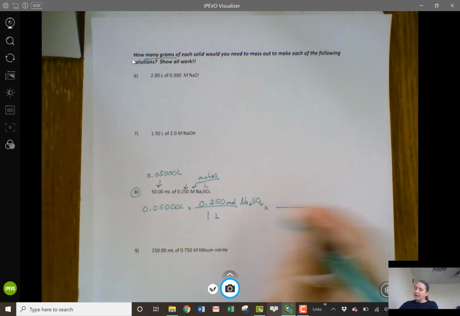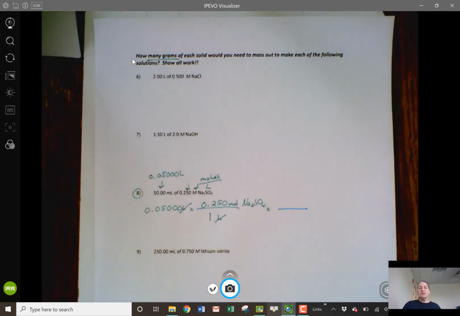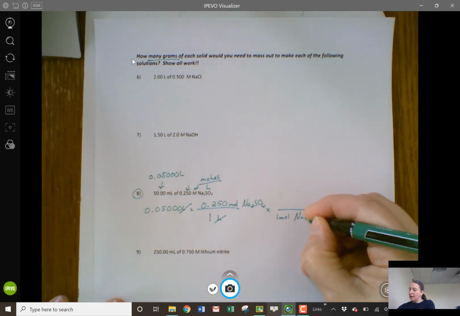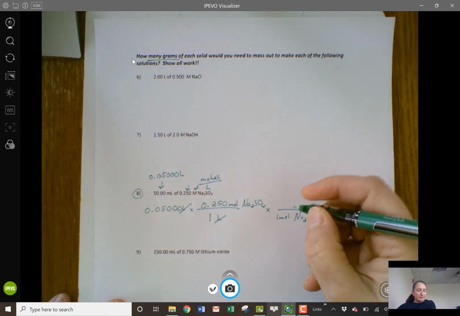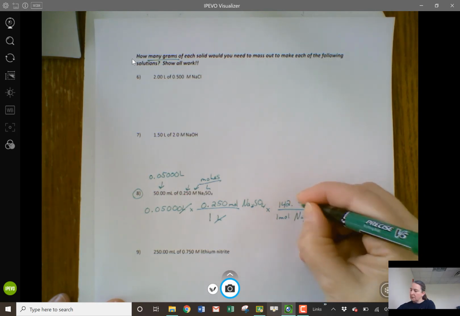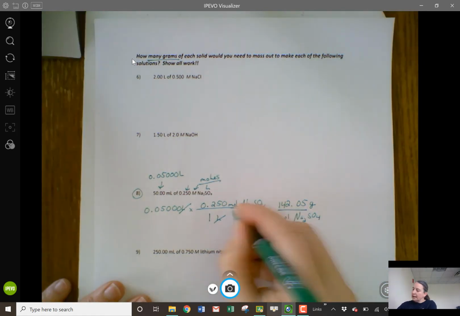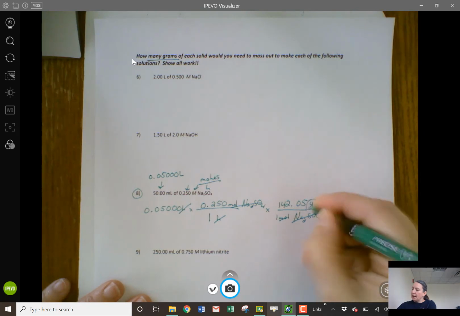Then liters cancels. Now, if the problem was asking how many moles of each solid, we'd be done because we would have moles. But balances don't mass things out in moles. They mass things out in grams. So again, we're going to need the molar mass. So for this one, for Na2SO4, I know that 1 mole of Na2SO4 has a mass of, what is this, sodium sulfate? 142.05 grams. And so that is my molar mass. Moles cancel, and I'm left with grams, which is what I want.